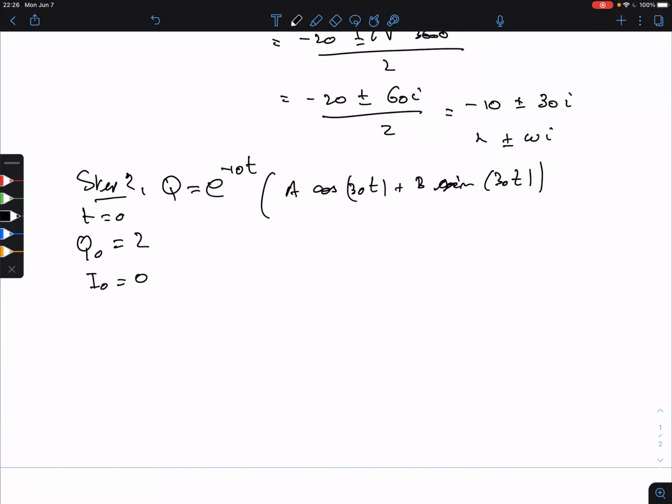We plug in. So I plug these two in the equation. 2 is equal to the e power. If I plug in 0, that is just 1. I get a cosine 30t. Well, that is cosine of 0. That is 1 plus b sine, and that is just 0. So we see that a is 2.